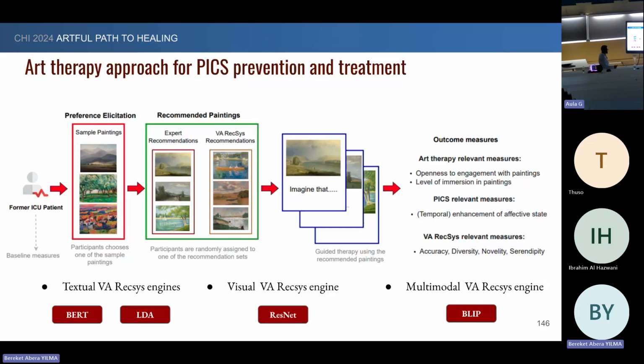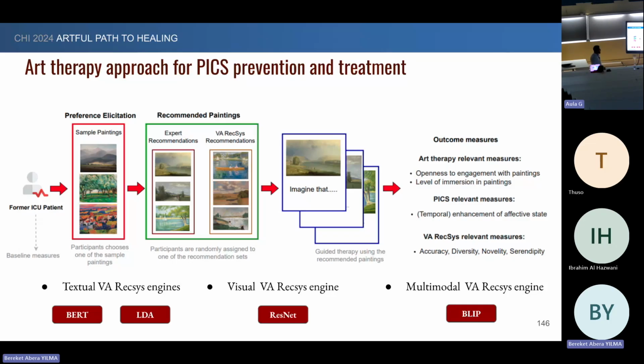So you have a former ICU patient. You have a healing recalling phase, which we can view as a preference elicitation. You give them a set of paintings and they select the one that they resonate with or that explains their ICU experience, and then they get recommendations. Using this recommendation, they go through a guided art therapy session. And then we compared expert-curated recommendations versus recommendations created by our RecSys engines.